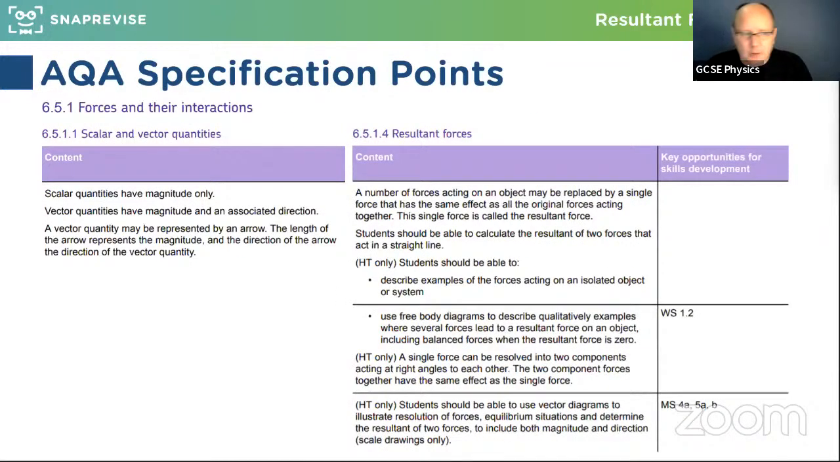So AQA requires that you understand what scalar quantities are and what vector quantities are and be able to define the differences. And you should be able to describe systems of forces and examples of forces that act on a system or on isolated objects. Just a reminder, everything I cover today will generally be for higher tier students. Foundation students aren't expected to be able to find a resultant force in a straight line, so we're not going to spend too much time on that. And it's not covered in detail by other boards either.